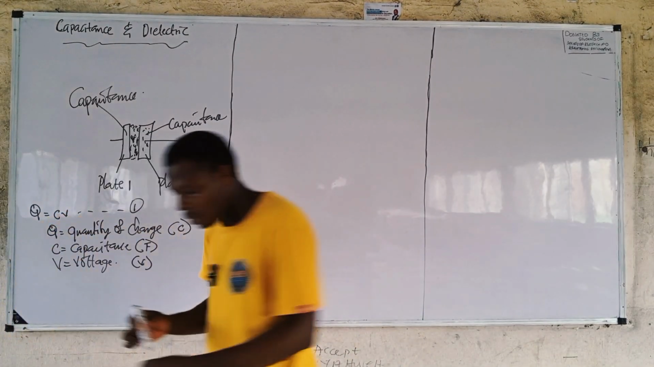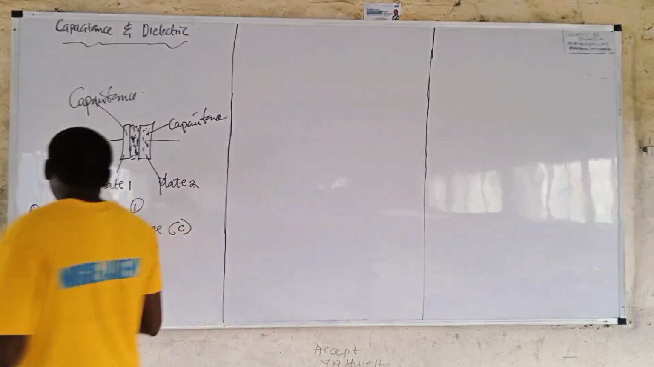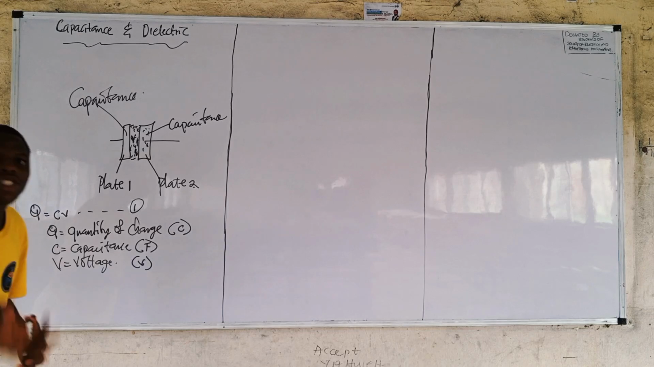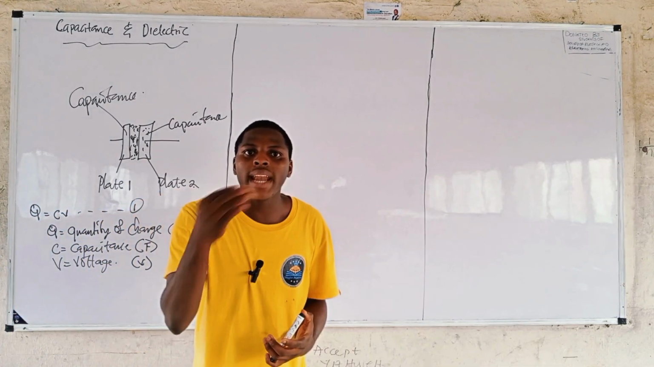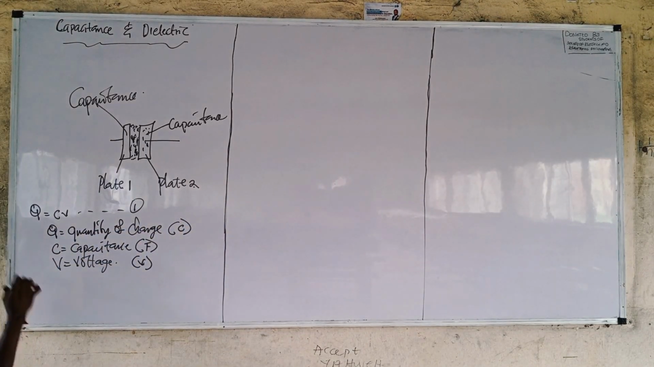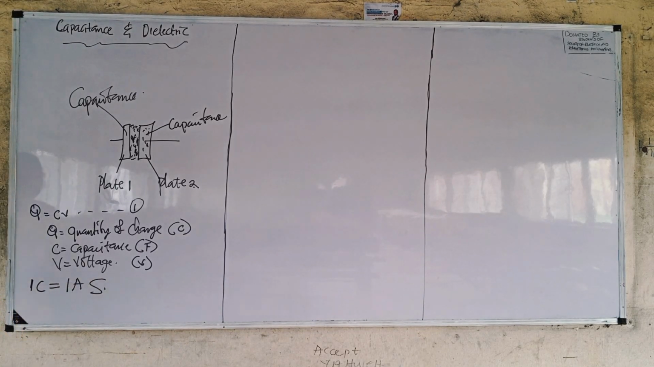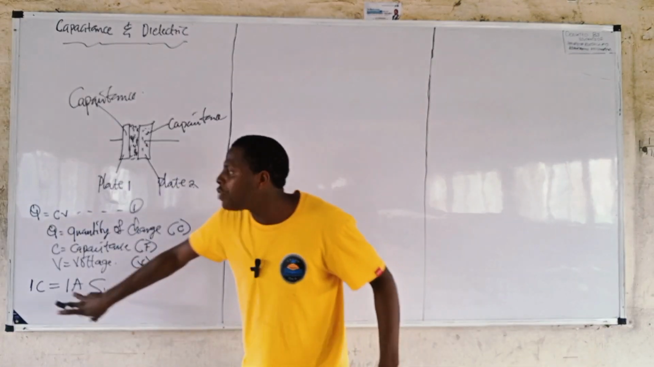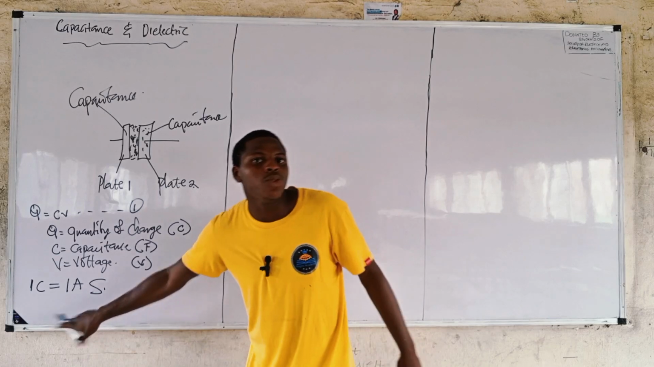Now let's call this Equation 1. From elementary physics, we also know that quantity of charge is equivalent to ampere second. So 1 coulomb is equal to 1 ampere second. From what we have here, you can see that we are using the units to represent this.